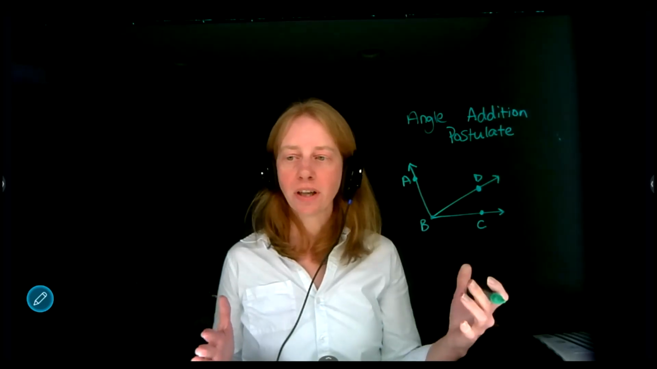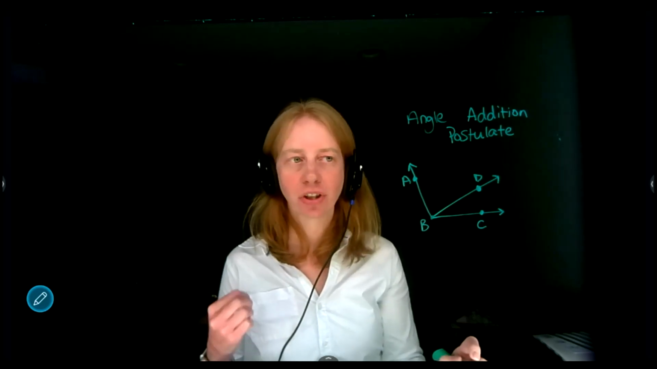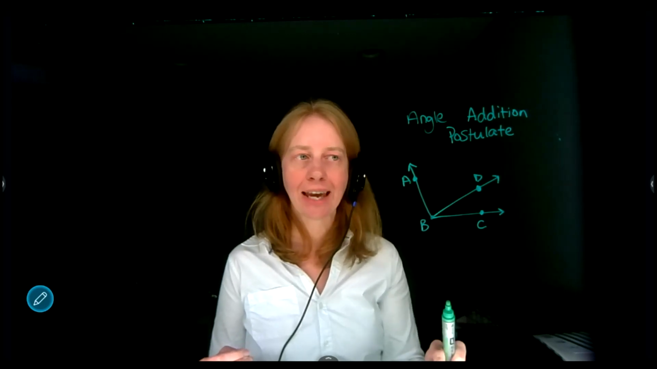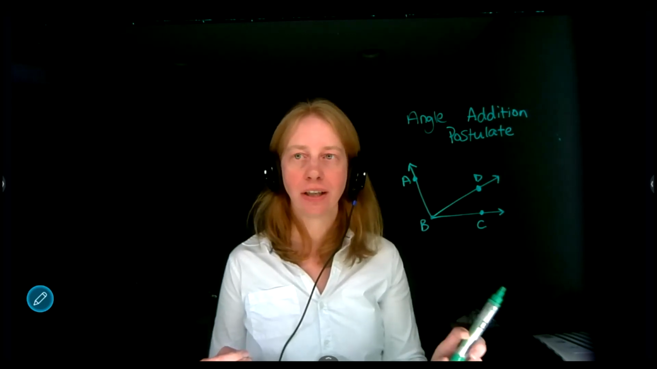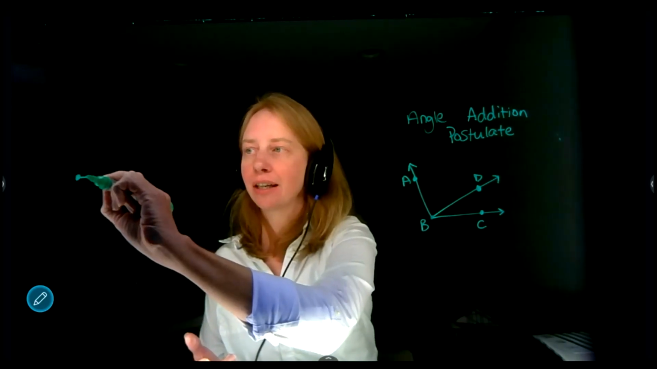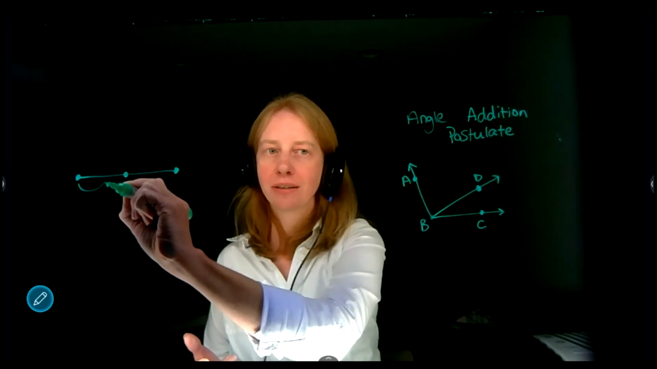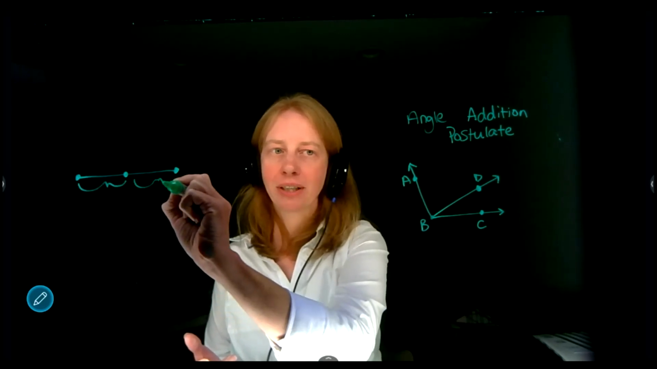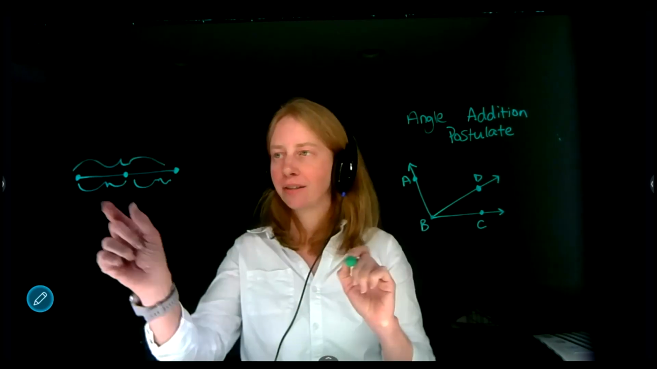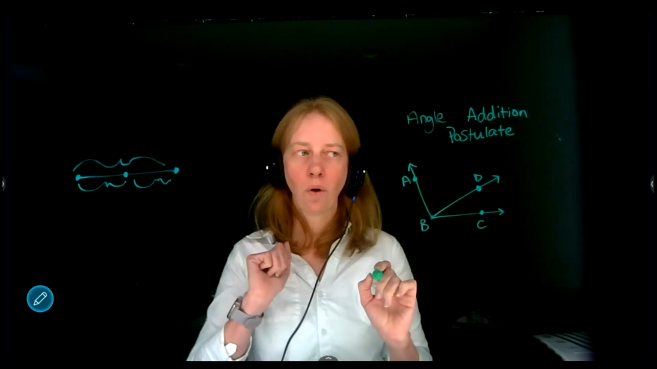All right, so we're going to talk about the angle addition postulate. This is the second postulate you've learned. The first postulate that you learned was the segment addition postulate, and that was when we had two pieces of a segment like this. The first piece plus the second piece equals the whole thing. So piece plus piece equals whole.